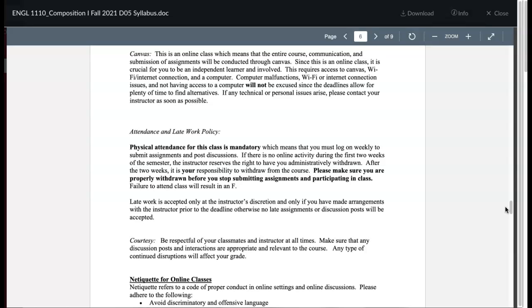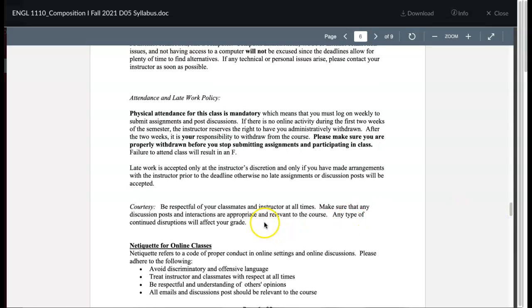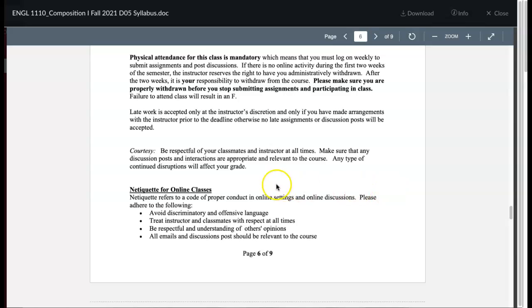Also, make sure that you're nice to people in the course. Please make sure that you're respectful, and please make sure that you are considerate of others, and make sure that anything that you write in your discussions when we're communicating with other people in this course is relevant to the course and to the topic. And here I do have the netiquette for online classes, which are basically guidelines for how to properly communicate in online settings and online discussions.